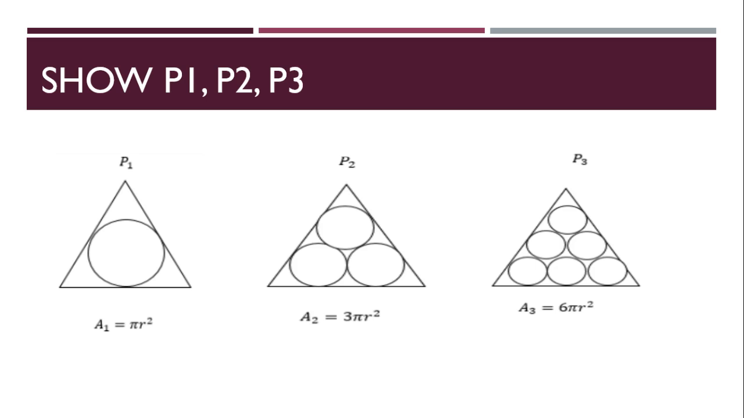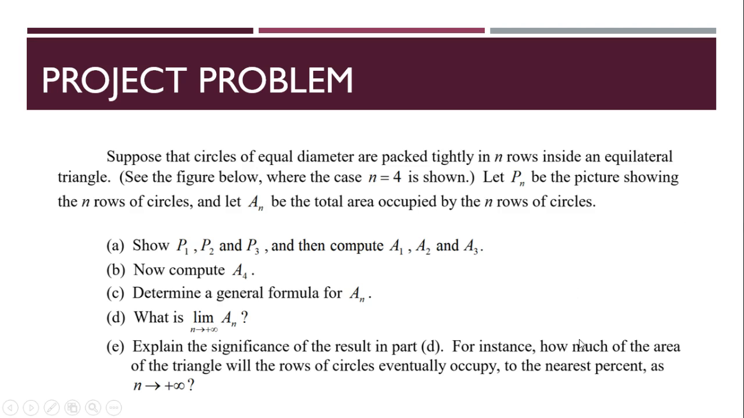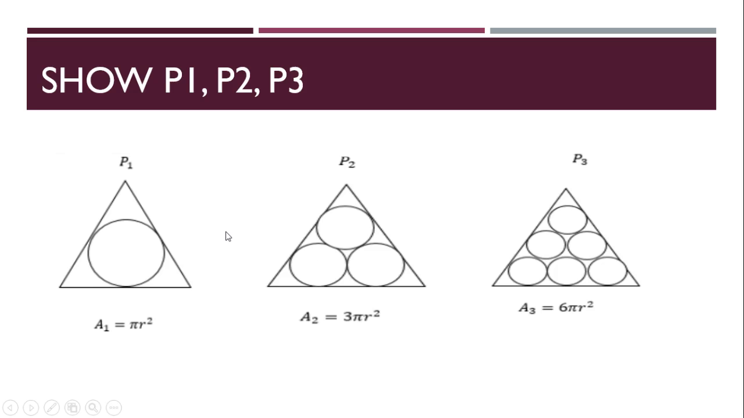Part A asks show P1, P2, P3, and then compute A1, A2, A3. So we're going to start off with showing P1, P2, P3. For this problem, we are told that we're dealing with circles of equal diameter that are packed tightly in n rows inside an equilateral triangle. In the introduction, it said to let Pn be the picture showing the n rows of circles, right? So when they ask for P1, P2, P3, they're basing it off of P of n.